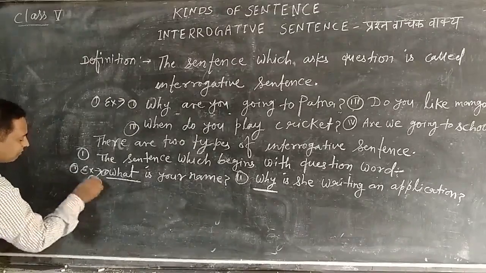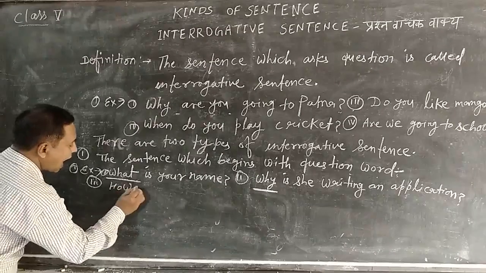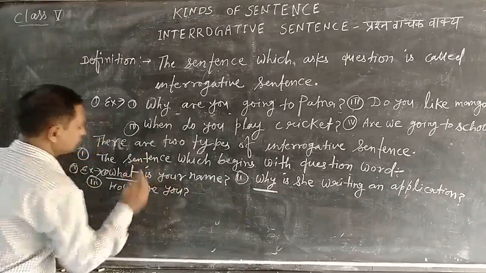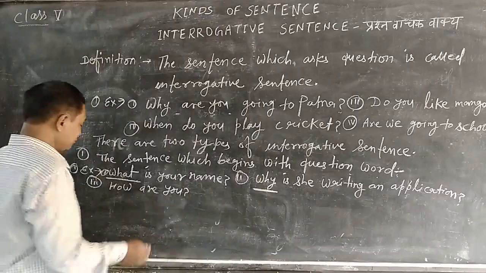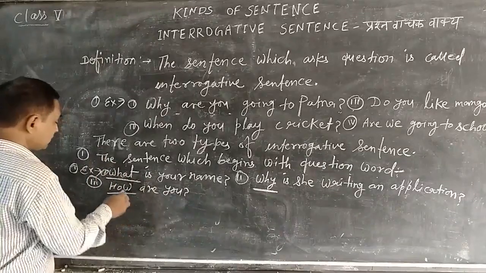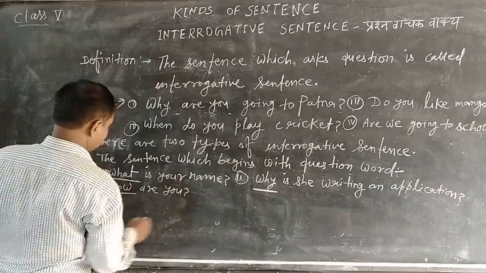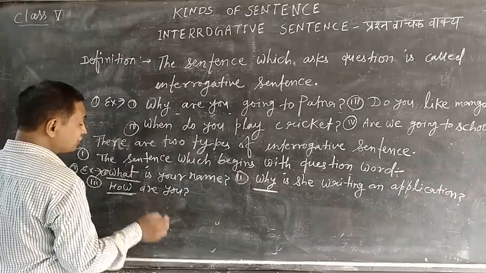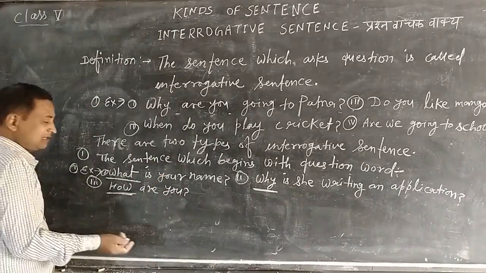In the third example, how are you? आप कैसे हैं? This interrogative sentence also begins with WH word or question word how and ends with question mark. How are you? आप कैसे हैं?